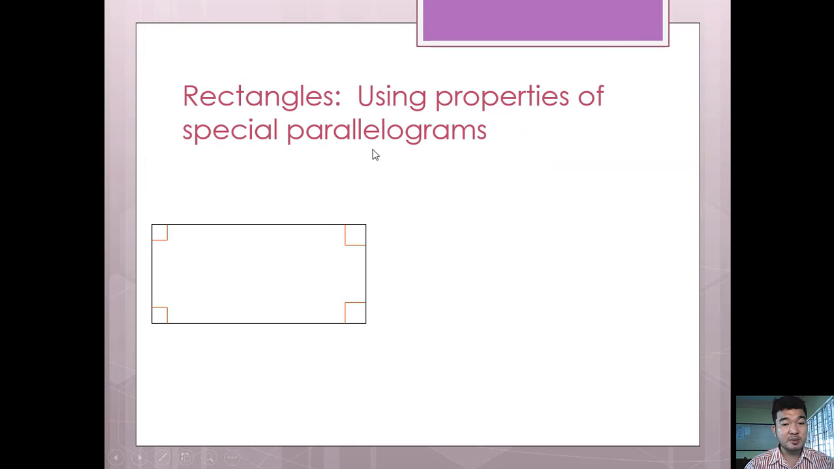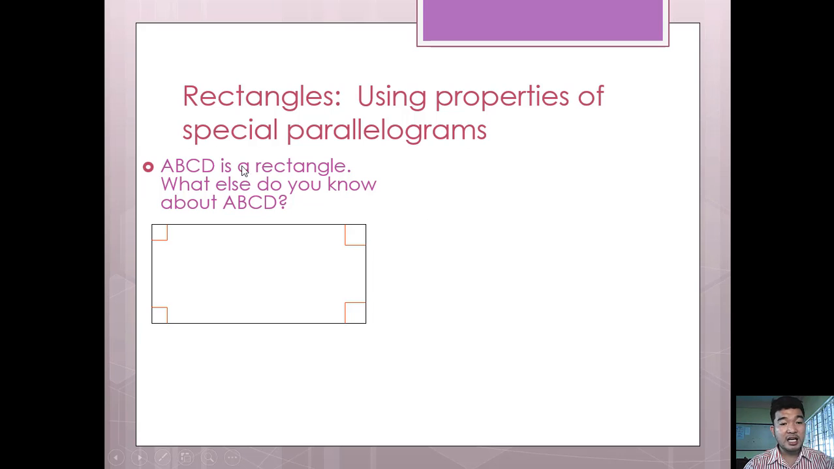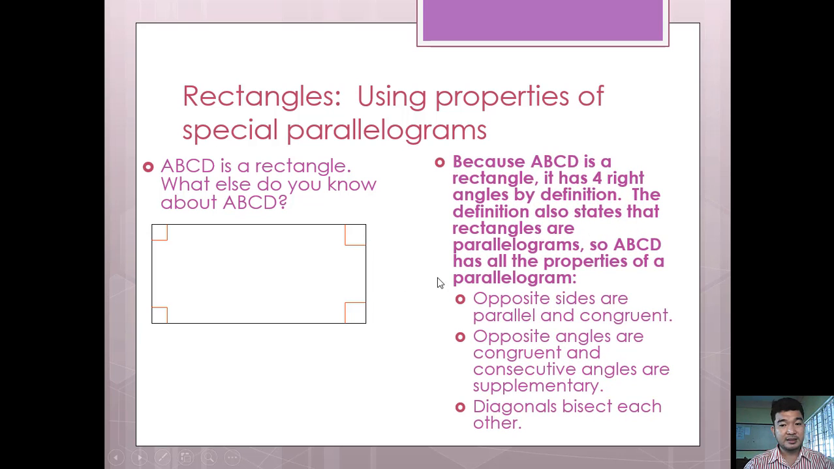Rectangles. Using properties of special parallelograms. ABCD is a rectangle. What else do you know about ABCD? Because ABCD is a rectangle, it has 4 right angles by definition. So lahat yan ay 90 degrees right angles. The definition also states that rectangles are parallelograms. So ABCD has all the properties of a parallelogram.